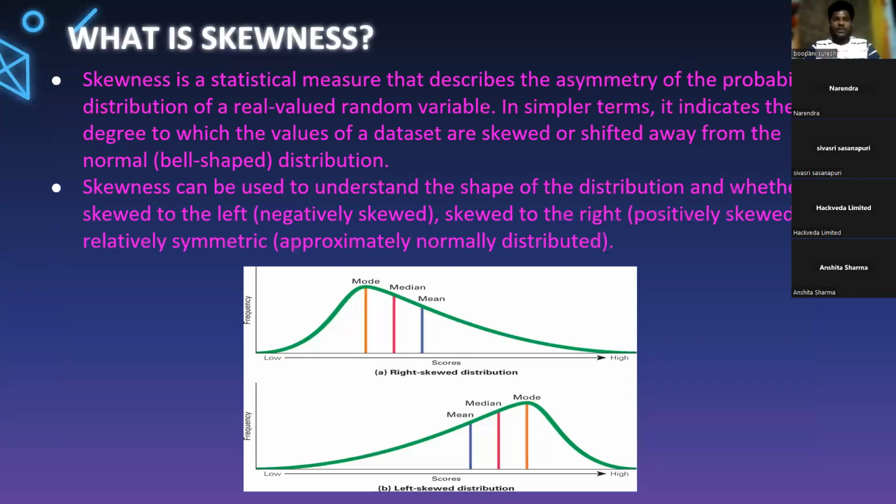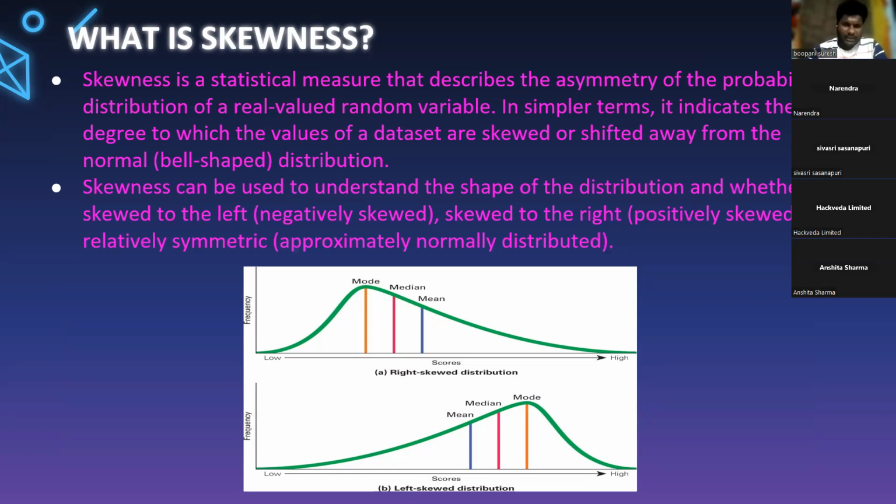What is skewness? Skewness is a statistical measure that describes the asymmetry of the probability distribution of a real-valued random variable. In simple terms, it indicates the degree to which the values of a data set are skewed or shifted away from the normal bell-shaped distribution. It can be used to understand the shape of the distribution, whether it is skewed to the left, skewed to the right, or relatively symmetric like a normal distribution.